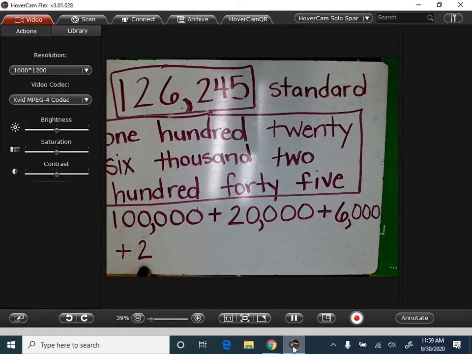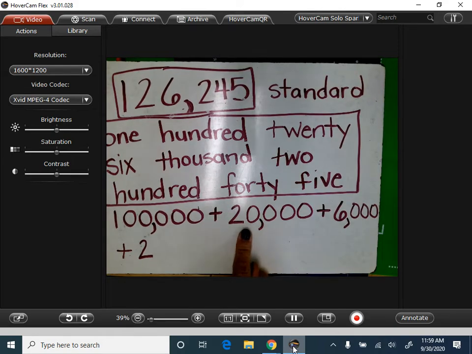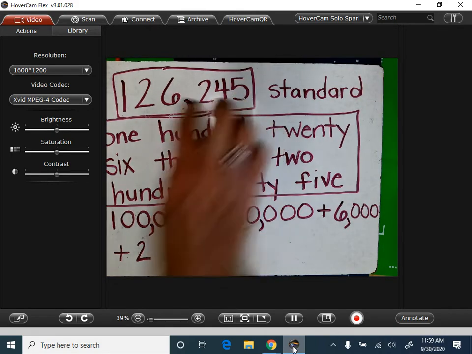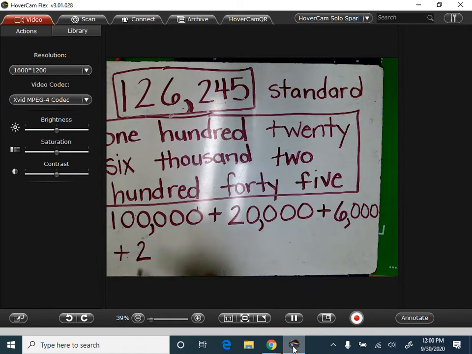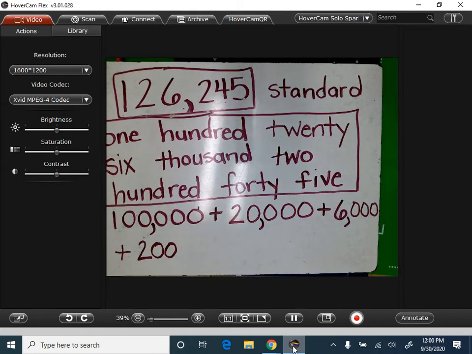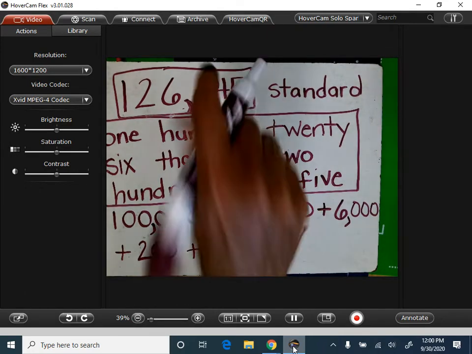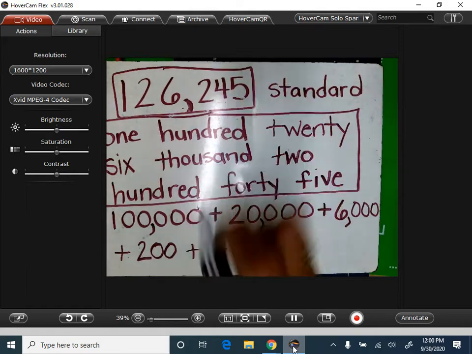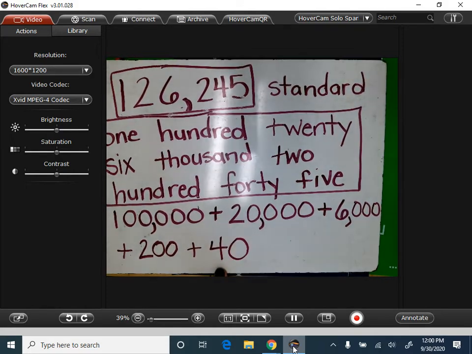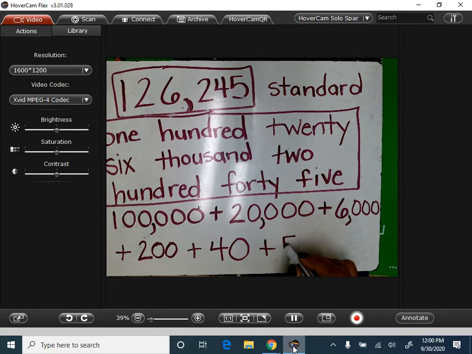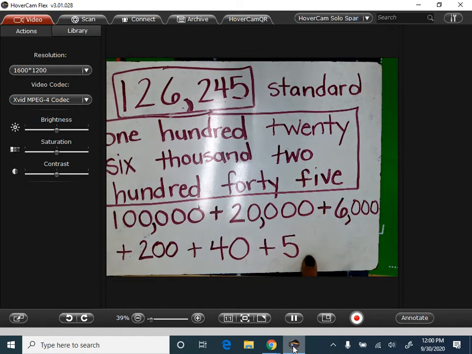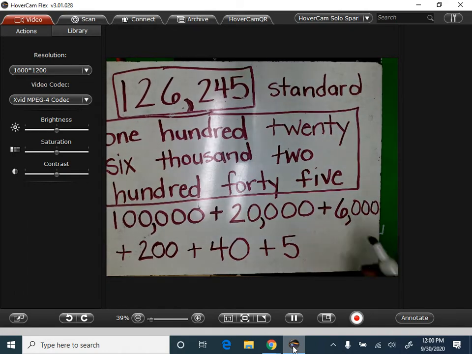Is this 2 the same value as this 2? No, it's in a different place. This is in the hundreds place. So that means there are 2 hundreds. Or 1, 2 places behind it. 1, 2 zeros. That 2 is valued at 200. Plus the next digit. There's 1 place behind it, which means there are 4 10s. We know 4 10s is 40. Plus the 5. There are no spaces behind it, so it does not get any zeros. This is expanded form.